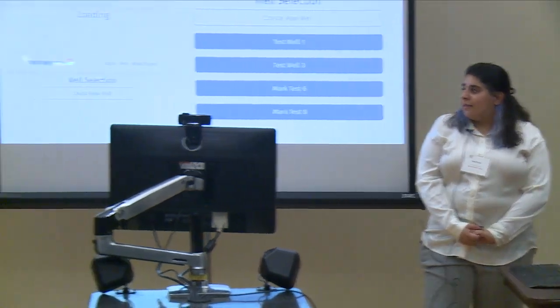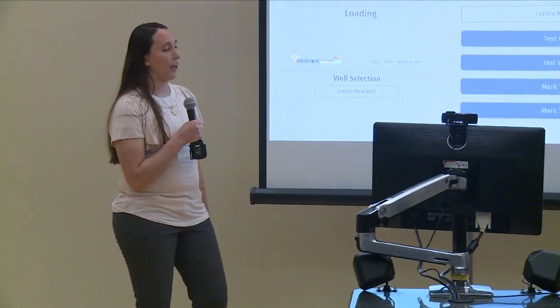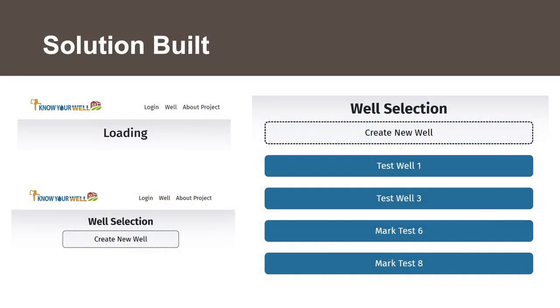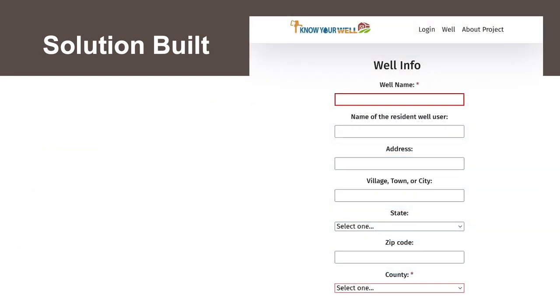So to start off, the students will be landing at a well selection page where it will initially load up until it has all of its information. And then if it's empty, if it's brand new, it will just have a create a new well section. And if there have already been a few wells entered in, they will have the option to either create a new well or to select a well that's already been created. And then once they create a well, they will have a list of information that they need to include. Some things are required, some things are not, and we make sure to highlight the required things so that they know what they need to submit.